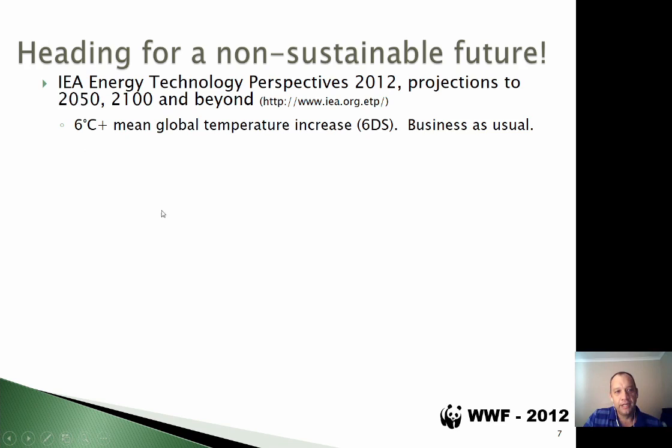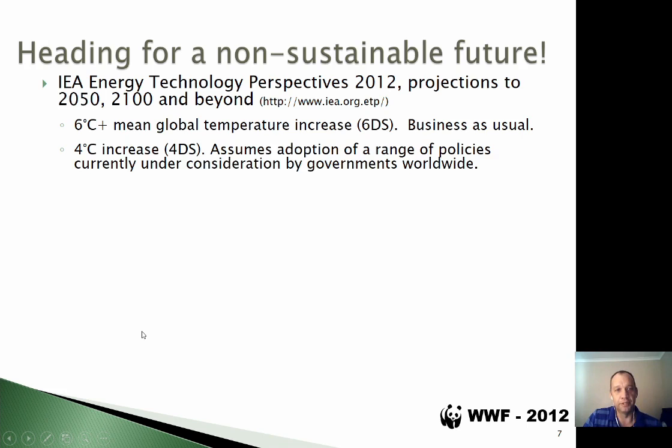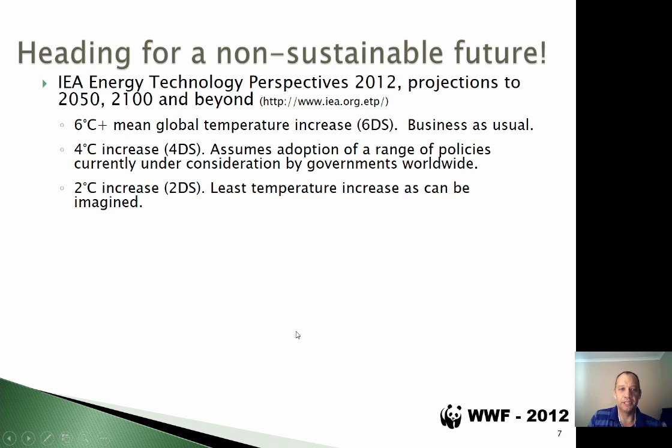They estimate about an increase of 6 degrees Celsius in the mean global temperature in a completely business as usual approach, where we're just burning more and more fossil fuels. They predict an increase of about 4 degrees Celsius, which assumes adoption of a range of policies that are currently under consideration worldwide. And a 2 degree increase in mean global temperature is basically the least that can be imagined if we have very strict policies in place and everybody sticks to them.